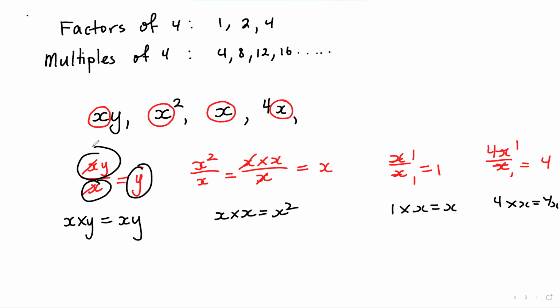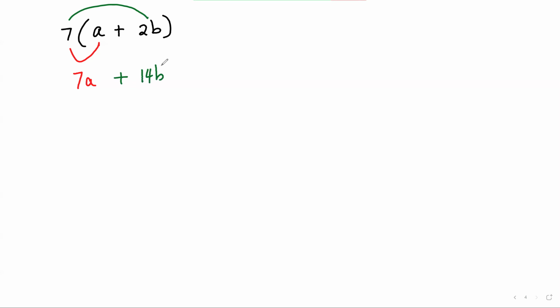Actually, last week we looked at expanding brackets. If you had, for instance, 7 by a plus 2b, to expand these brackets, you would say 7 times a, which gives me 7a. And then 7 times plus 2b gives me plus 14b, right? So that's what we did last week. We looked at expanding the brackets.